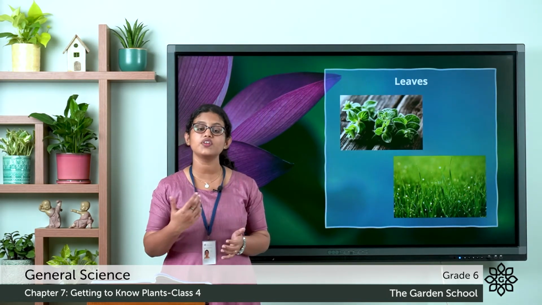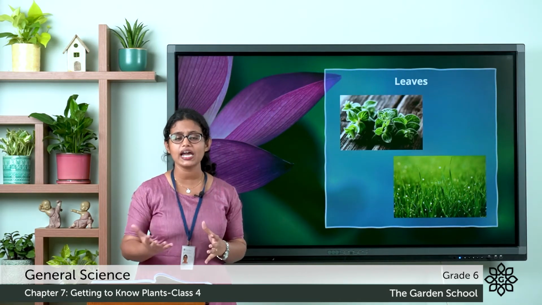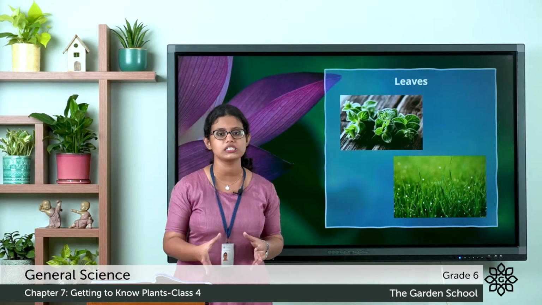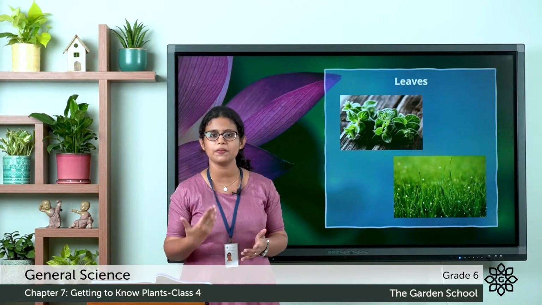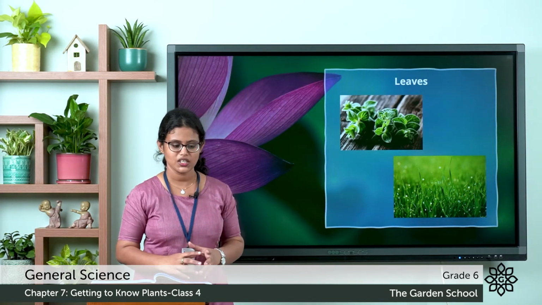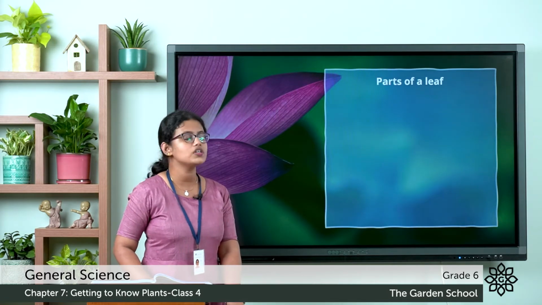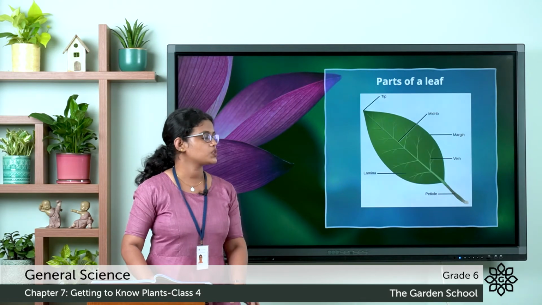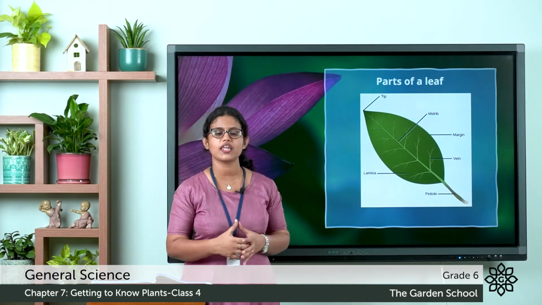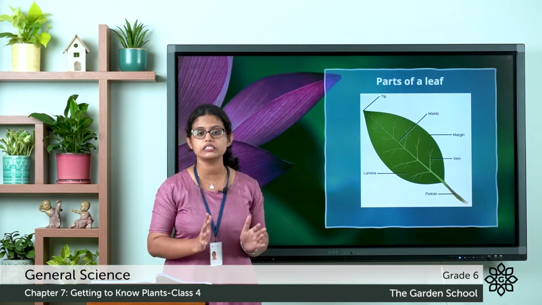Different plants have different types of leaves, right? Do all leaves look the same? No. We can identify a plant based on its leaf. Leaves differ in their shape, size, etc. But the structure of the leaf remains the same. That is what we are going to discuss now. Even if leaves differ in their size or shape, the parts of a leaf remain the same.